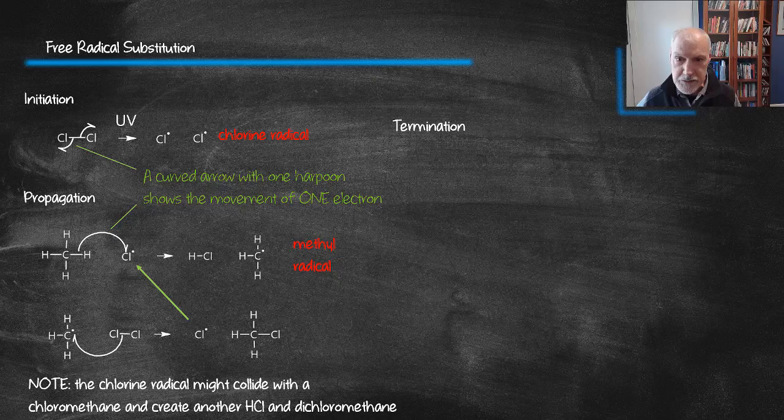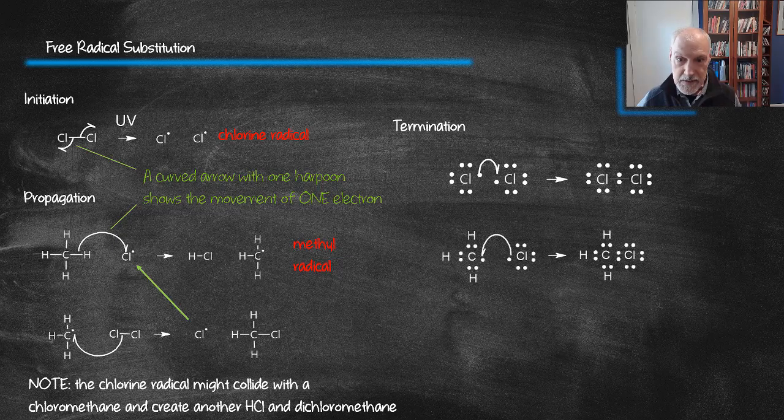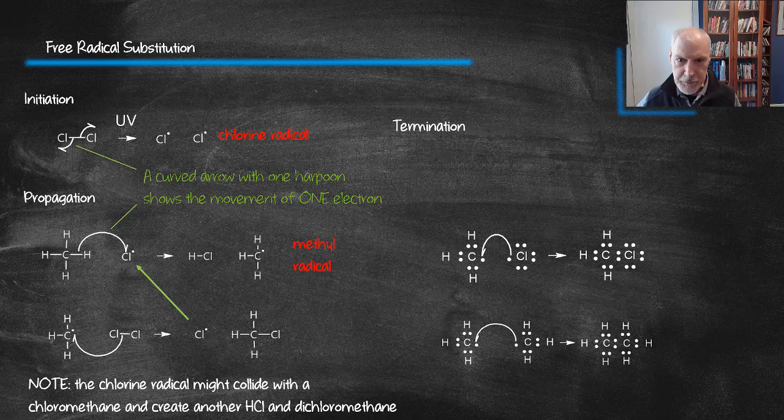Finally, there are what we call our termination steps. And there's three possible termination steps. They involve collisions of radicals. So I could have a chlorine radical colliding with a second chlorine radical to reform chlorine gas. I could have a chlorine radical colliding with a methyl radical to form chloromethane. And finally, two methyl radicals collide to form ethane. I'm going to replace these now with their more conventional line technique.